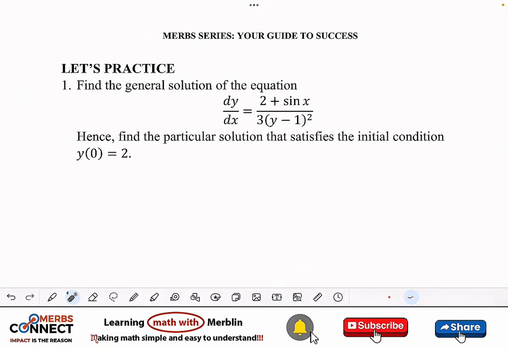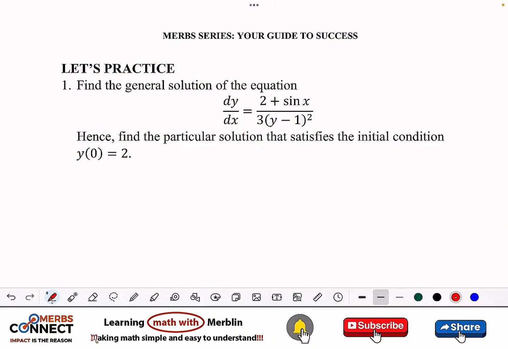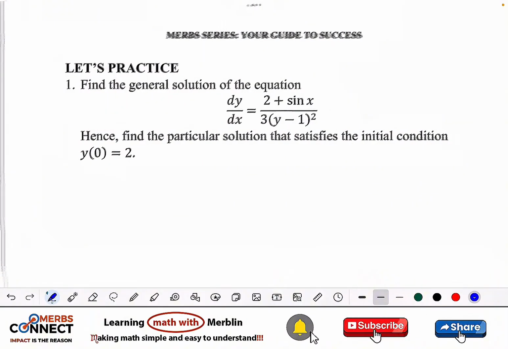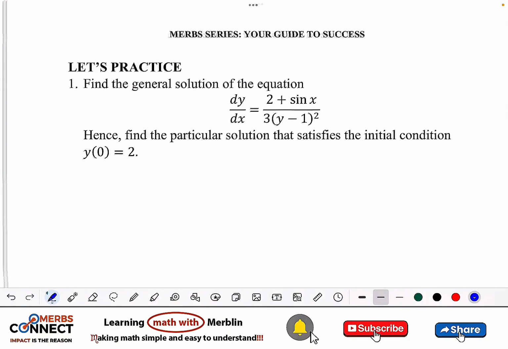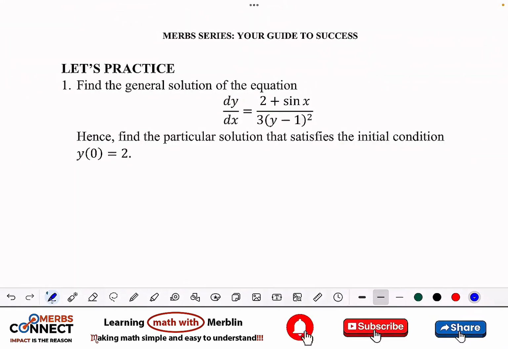Let's practice and see what we can do. Now, we can find the general solution, and then we use the initial condition to find a particular solution. So now let's go through. The first thing that we need to know is we need to check if it is what? Separable, right? So since the question is not asking us to determine whether it is separable, we can just go straight through the method and we are done.